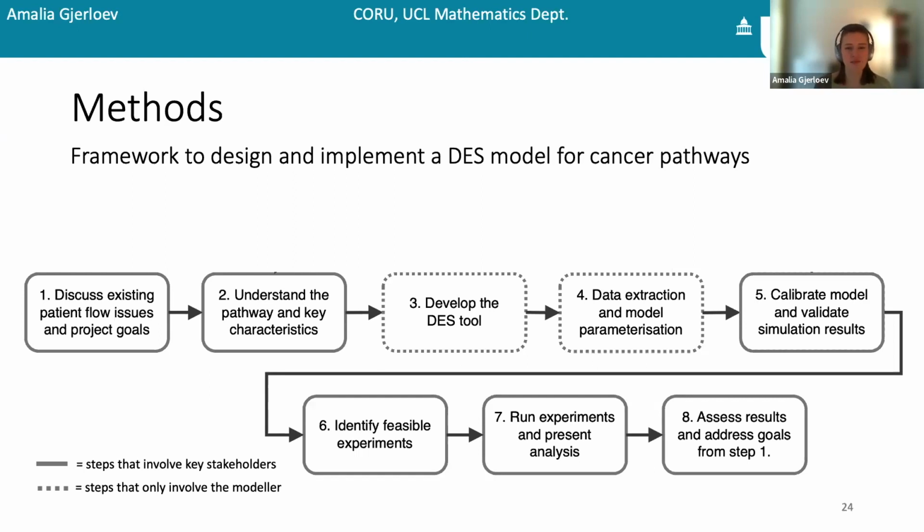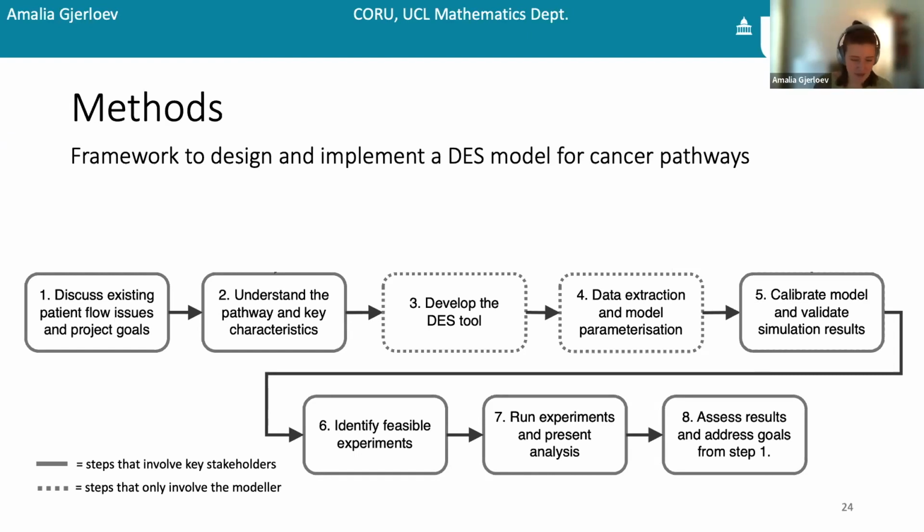So what is your arrival rate going to be? What is your capacity? Things like that. And then calibrate your model and validate the simulation results, make sure it all makes sense and reflects reality. Then work with cancer services in step 6 to identify feasible experiments, run the experiments and present that analysis to them, and then assess the results and address the goals from step 1. Make sure that you actually did what you set out to do.